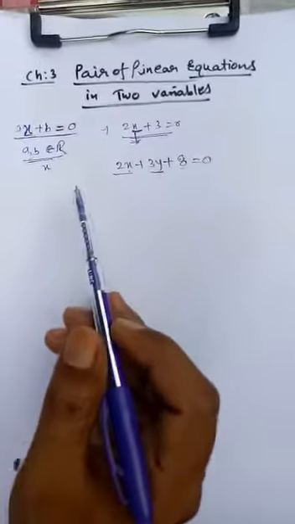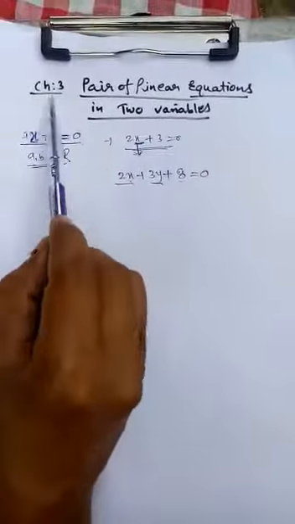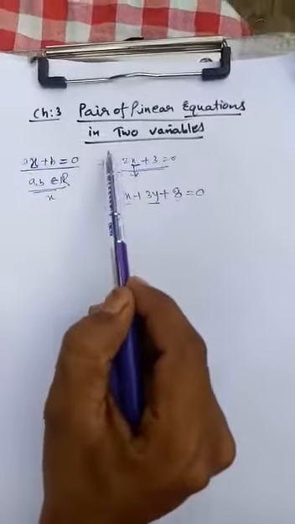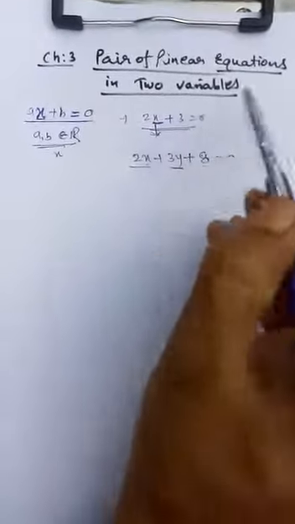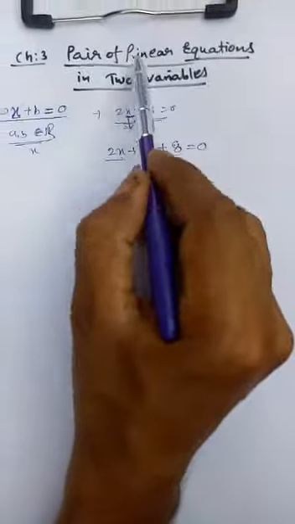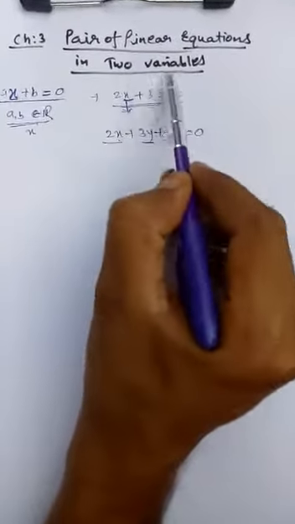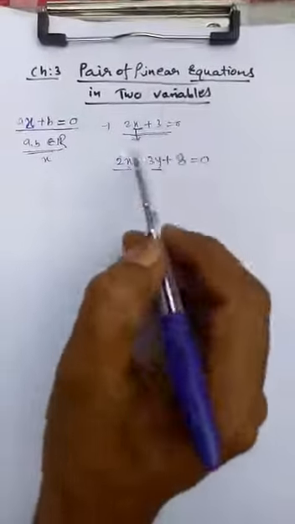Students, our next chapter is Chapter 3, Pair of Linear Equations in Two Variables. So let us cover the introduction part. What is an equation, what is a linear equation, what is a linear equation in one variable, and what is a linear equation in two variables? So let's revise.